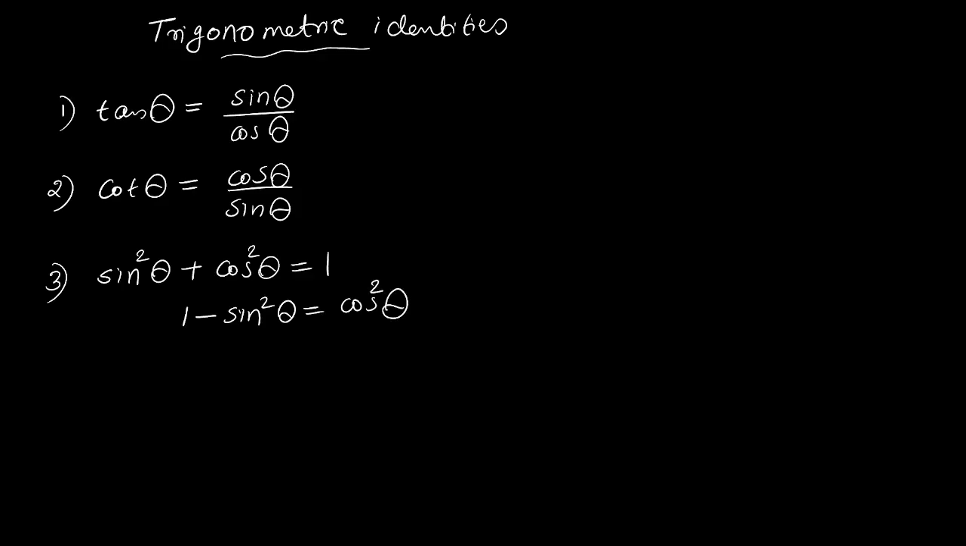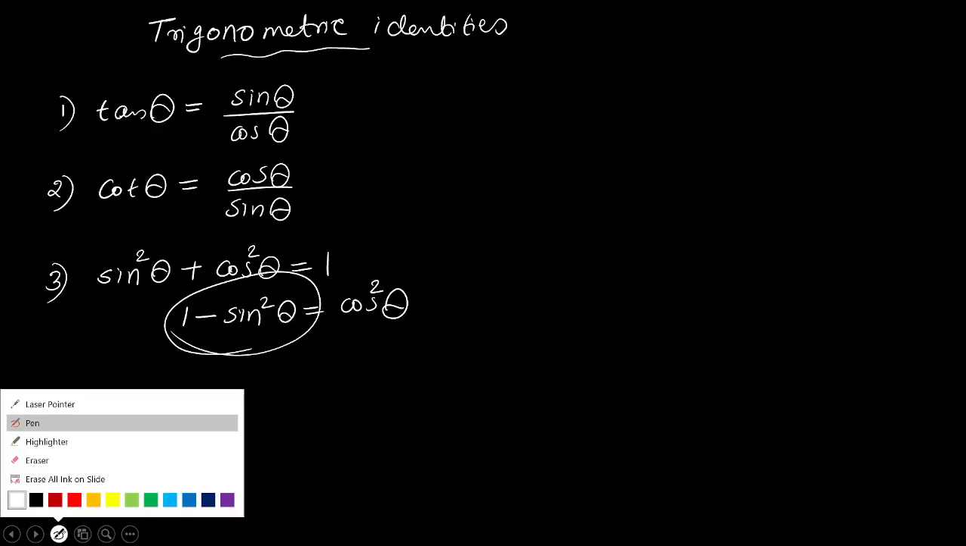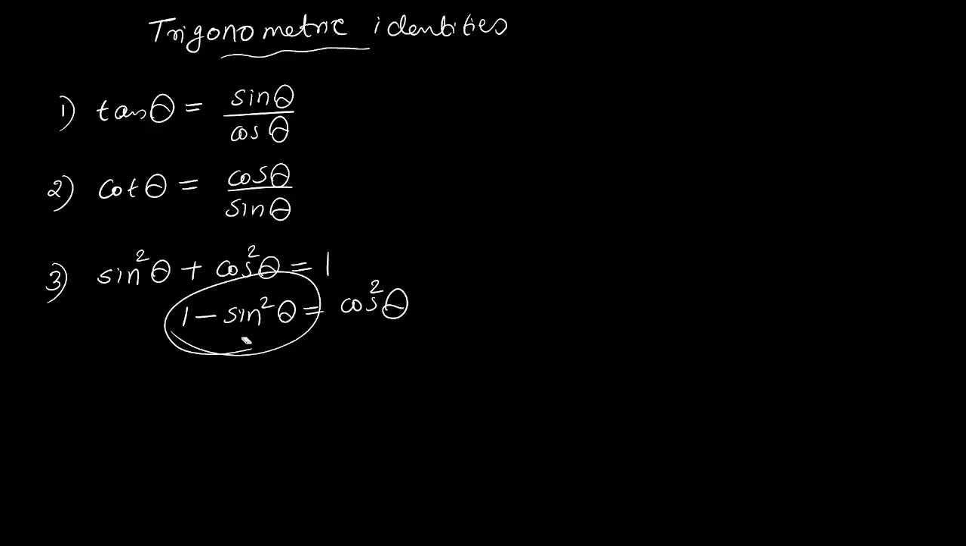All are important, you have to memorize everything. Whenever you come across 1 minus sin square, you must be in a position to write it as cos square. Cos square taken to the other side, 1 minus cos square theta equals sin square theta.